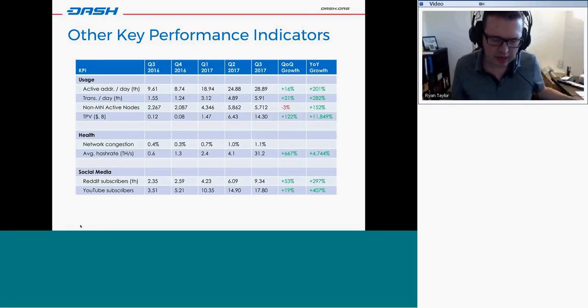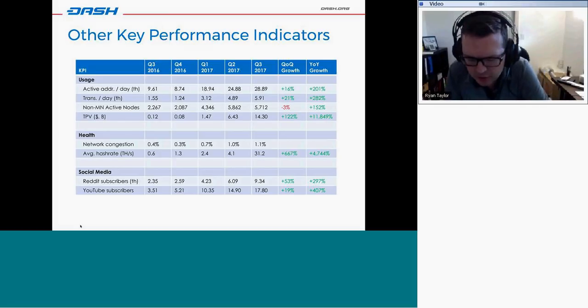We saw a slight decline in the number of non-masternode full nodes during the quarter, though we suspect this is due to the adoption of some new lightweight wallet options that were released in Q2 and Q3. This includes the Dash Masternode tool and our iOS wallets. And we believe that's the case rather than a true reduction in users, given all of the other metrics are increasing.